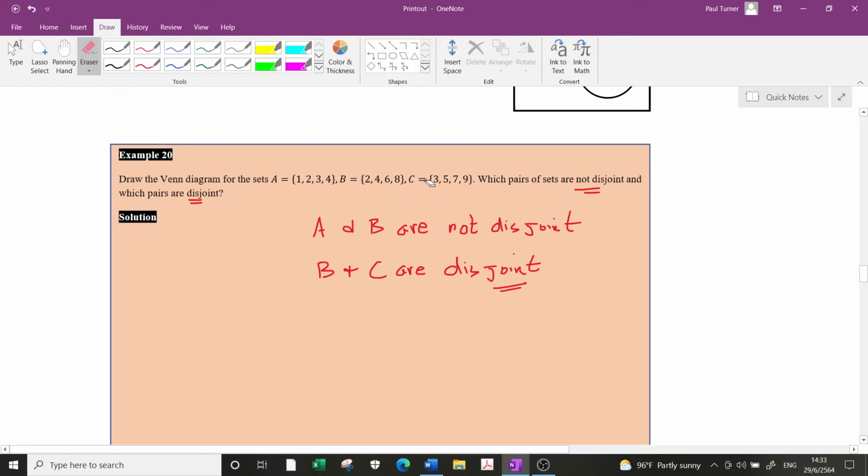And what else do we have? A, B, B, C. What about A and C? 1, 2, 3, 4, 3, 5, 7, 9. Well, here they share 3. They share element 3. So A and C are not disjoint.